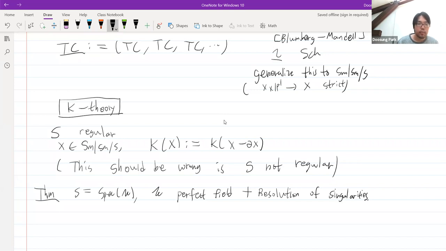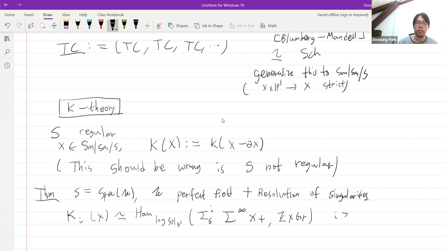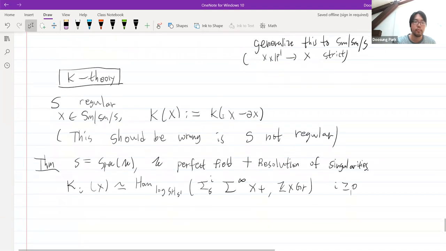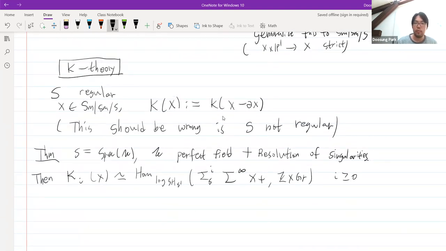And then in this setting, K theory of X is Hom in log SH(S1) of the simplicial suspension spectrum of X_+ and Z × Gr, for i greater than or equal to zero, integer. It would be really nice if we can remove the assumption that K is a perfect field with resolution of singularities, but I don't know how to do that. So the proof is like this.